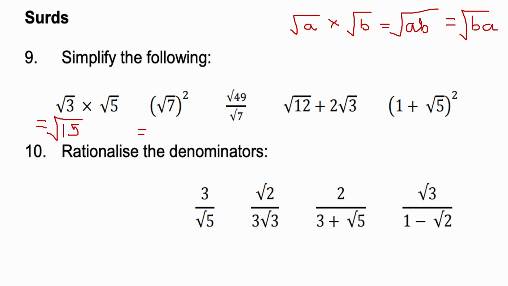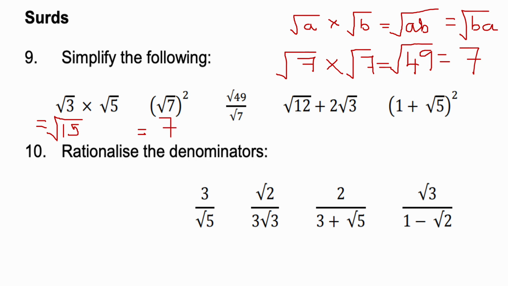Okay, next one, guys. Root 7 all squared. Well, squaring something means multiplying by itself. So it's root 7 times root 7. Using the first rule above me, I can write it under one square root. 7 sevens are 49. The square root of 49 is equal to 7. So this one simplifies to a whole number.